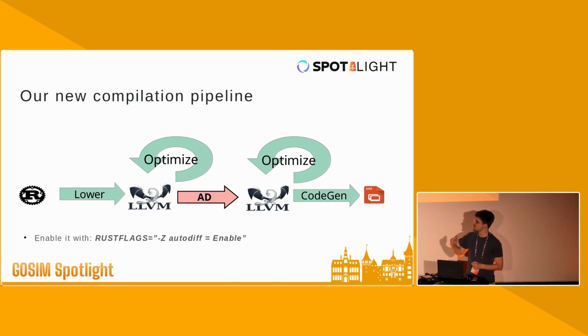So that's a completely different pipeline, and you can get it already through the Rust flags environment variable by passing -Z autodiff=enable.